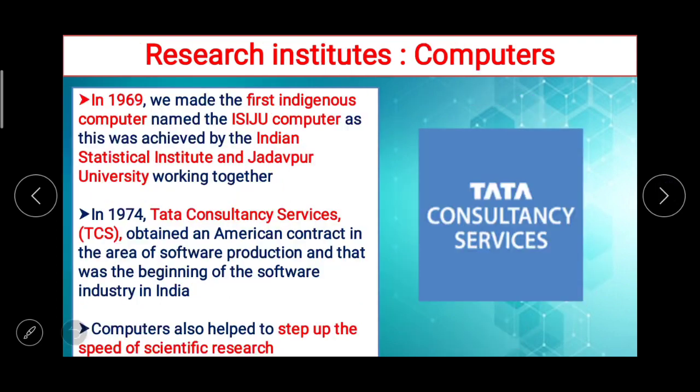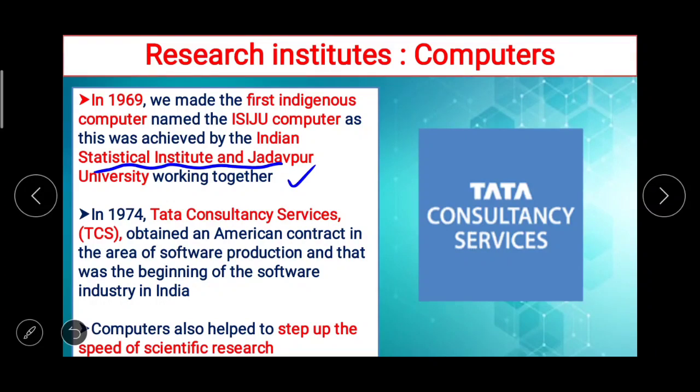And the next one, which totally changed the world, and especially if we talk about our country India, is the research institutes or the research in the field of computer science. In 1969 we made the first indigenous computer, named the ISIJU computer, achieved by the Indian Statistical Institute and Jadavpur University working together. Both worked together, did the research, and then this computer was built.